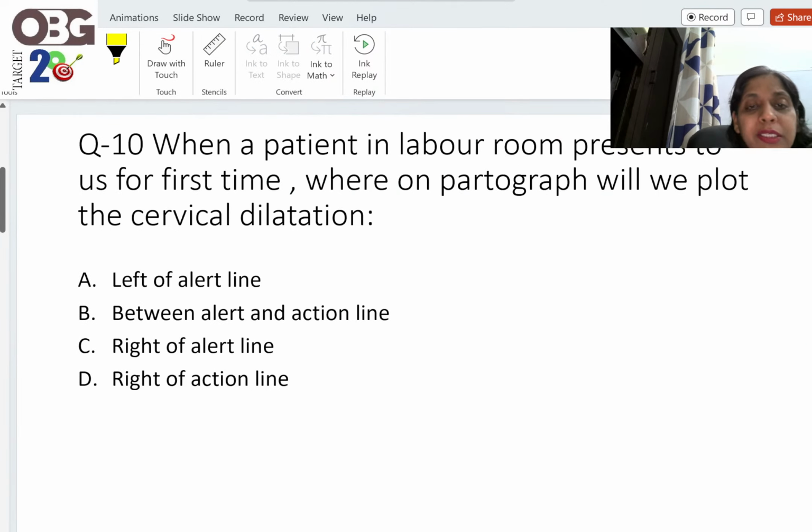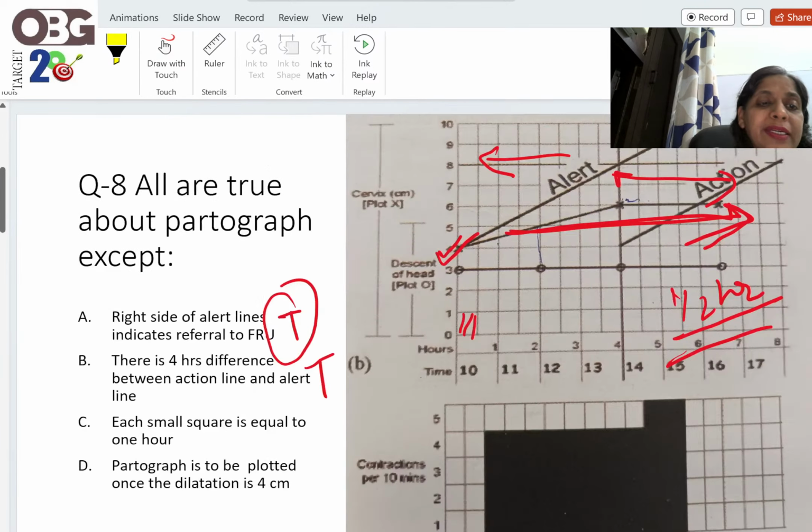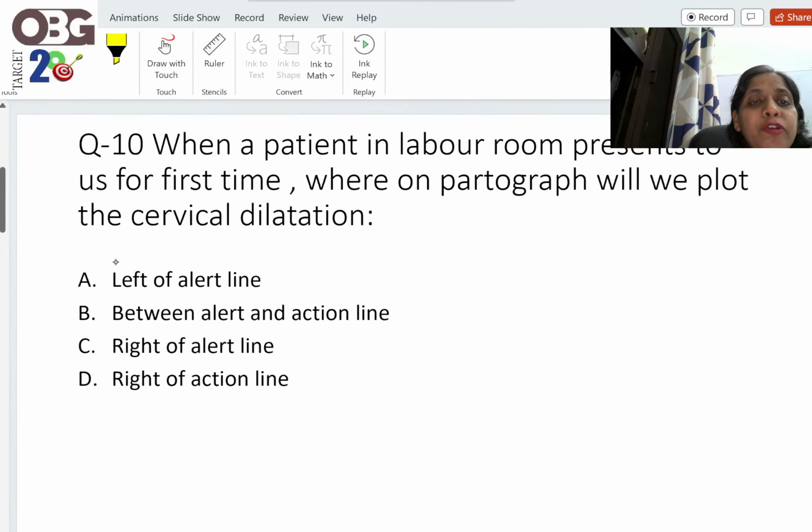Got it? Next, when a patient in the labor room presents to you for the first time, where on the partograph will we plot the cervical dilatation? Here you can see the partograph. We always plot from the left side, the left side of the paper. So the answer is left of the alert line.